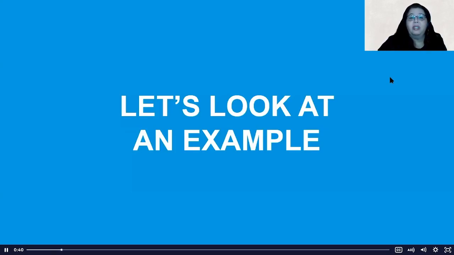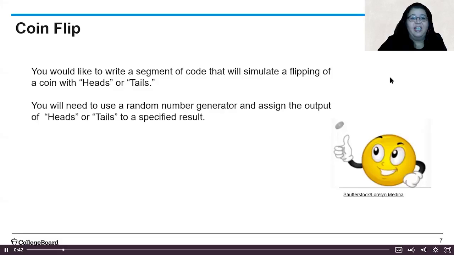Okay, let's hop to some examples. Cut to the chase. So let's say you want to write a piece of code that will simulate a coin flip. How would you go about doing this using randomization? So I want you to put the screen on pause for a little bit, write down some notes or some pieces of code, and let's see how it compares to what I got.